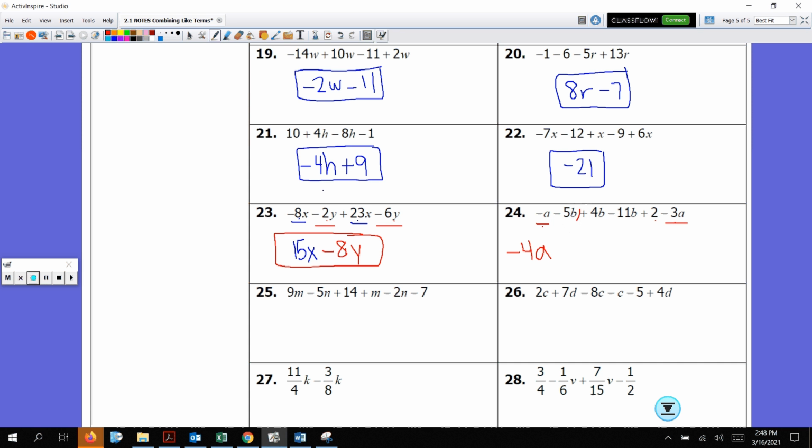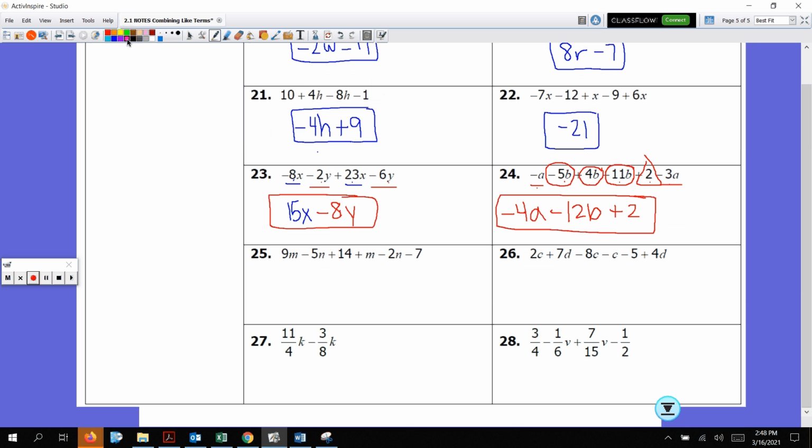I'm going to circle my b terms because why not? I have negative 5b, positive 4b, negative 11b. Negative 5 plus 4 is negative 1. Negative 1 minus 11 is negative 12b. And then I'm just going to put a little triangle around this guy because he's the only constant term here. I don't have anyone to combine with. So this reduces to negative 4a minus 12b plus 2. All right, we're almost finished.